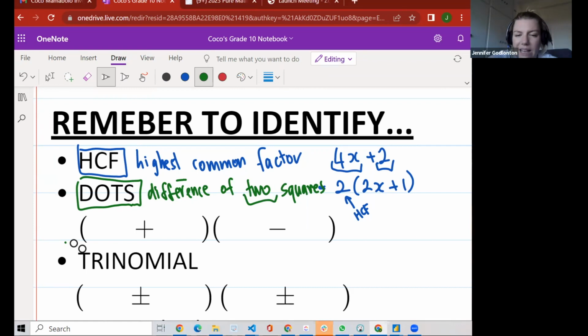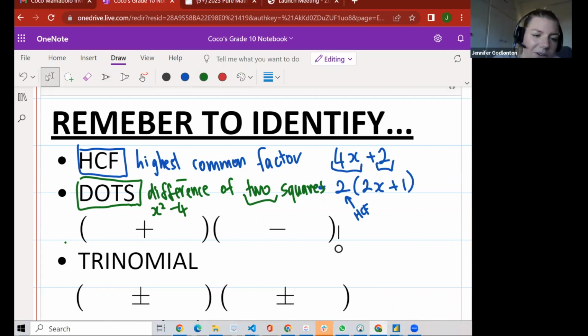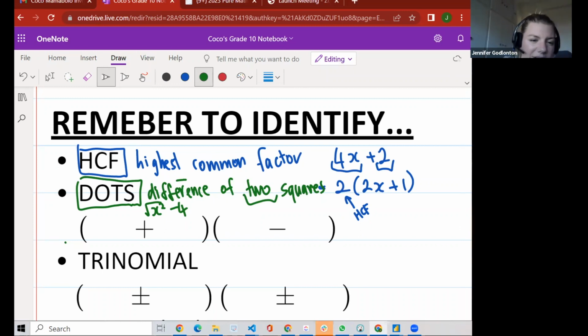Okay, so whenever we do difference of 2 squares, we land up with 2 brackets, one with a plus and one with a minus. So let's say, for example, I had x squared minus 4, and I wanted to try and factorize that. I would say, well, the square root of x squared is x, so that's going to go at the front of my 2 brackets, and then the square root of 4 is 2, so that's going to go to the back of my 2 brackets. So x squared minus 4, if I had to factorize it, I would get (x plus 2)(x minus 2).